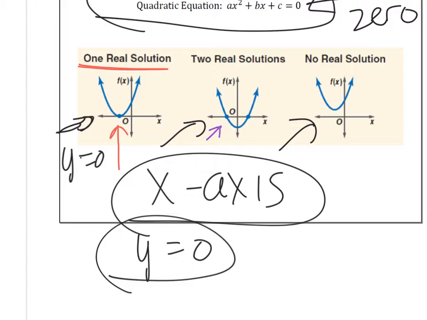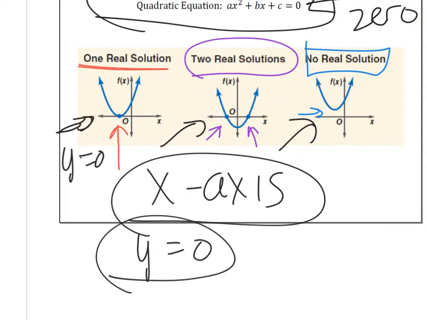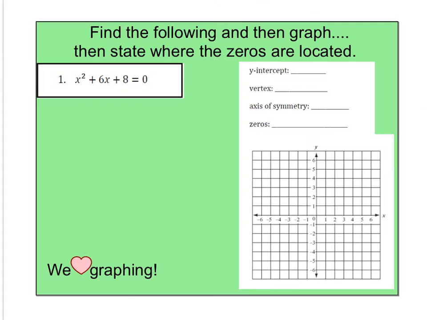This one you're going to cross twice, so there are going to be two solutions. And the last one you're not going to touch at all. That's going to be no real solution. I say no real solution because there's a way to figure out a not real, an imaginary solution, but we'll talk about that later. For right now, no real solution.